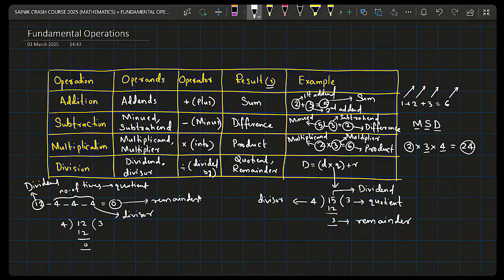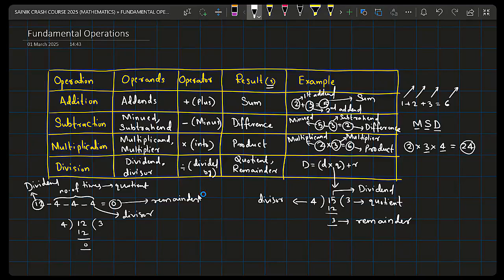So this is everything about the fundamental operations. The operands. Operands means before doing the operation, what is there with us, and the operator, and the result. Addition, subtraction, multiplication, there is only one result. But for division, there are two results, quotient and remainder. And we took examples also. And the division formula, dividend is equal to divisor into quotient plus remainder. You must remember that.